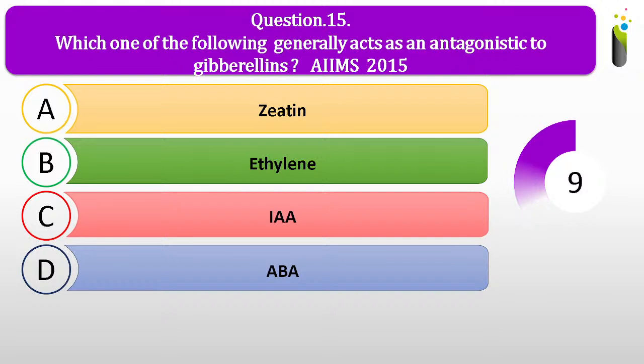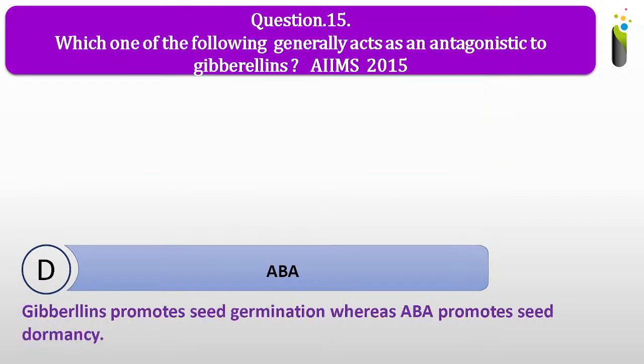So what should be the answer? Which is the antagonistic hormone to gibberellin? The correct answer for this question is D. Gibberellins promote seed germination, whereas abscisic acid promotes seed dormancy. So that is the reason why I can say that gibberellic acid and abscisic acid are antagonistic to each other. Okay. So I think Sneha and Sony, you got it wrong, so please check.